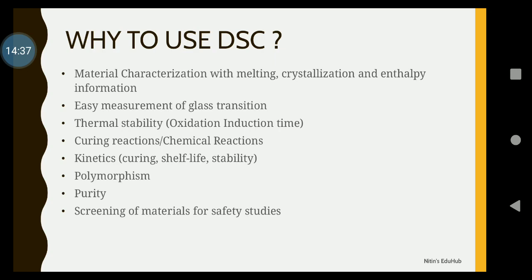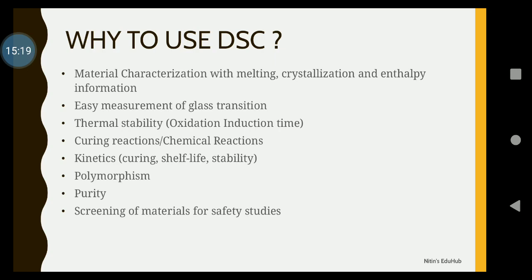DSC is the best method for melting point determination, crystallization of an individual compound, as well as the enthalpy information. The second thing is that if we want to measure the glass transition, then we can go for DSC. Thermostability can be better expressed by DSC. The chemical reactions or the curing reactions can also be very well defined by DSC. We can study the kinetics very well with the help of DSC, and chemical reactions with the shelf life or the stability of the compound can be easily determined.